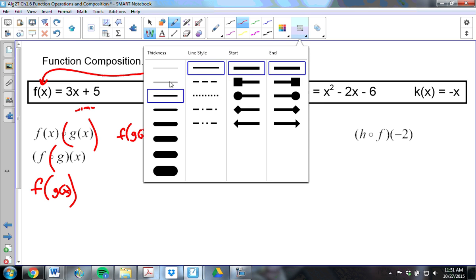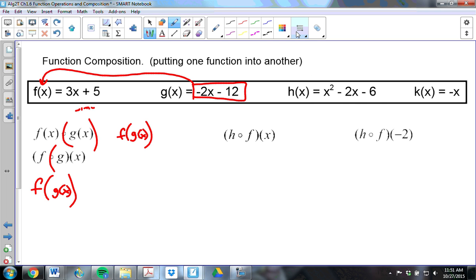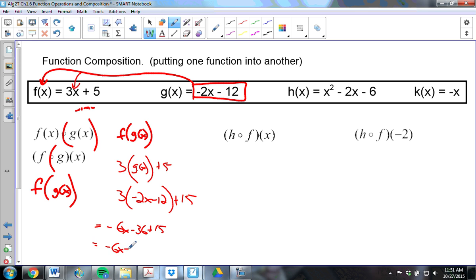I go a little bit smaller. It is going to be 3 times, and this becomes 3 times g of x plus 5. This x right here just got replaced with the whole function g of x. So it's 3 times negative 2x minus 12, because g of x is negative 2x minus 12, plus 15. It's negative 6x minus 36 plus 15, which is negative 6x minus 21. And that's f of g of x, or f composed with g of x.